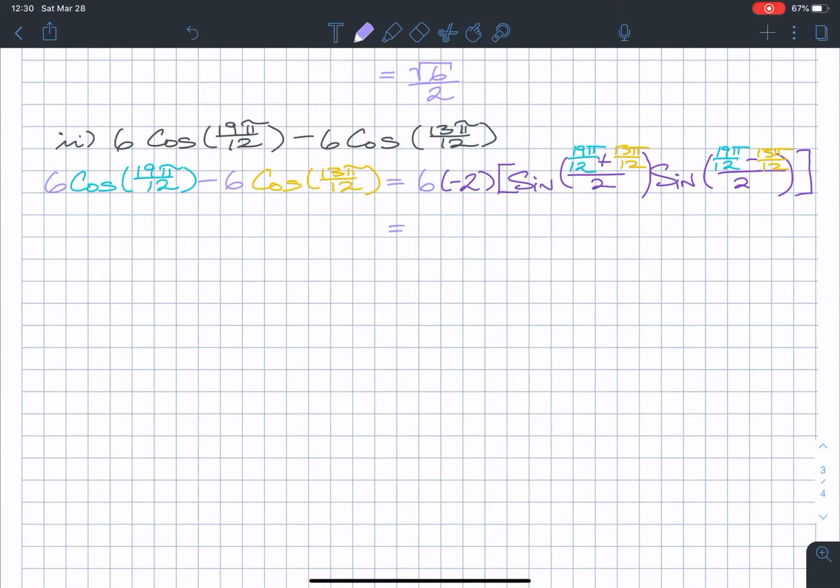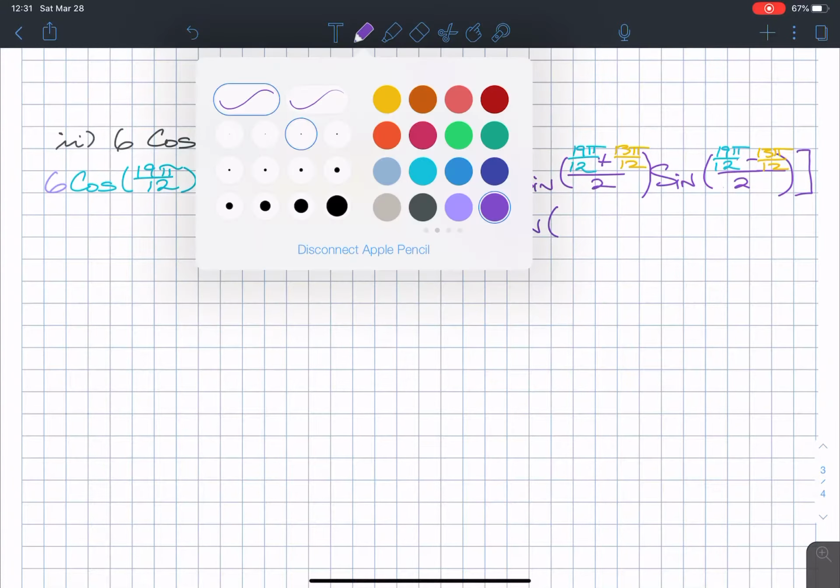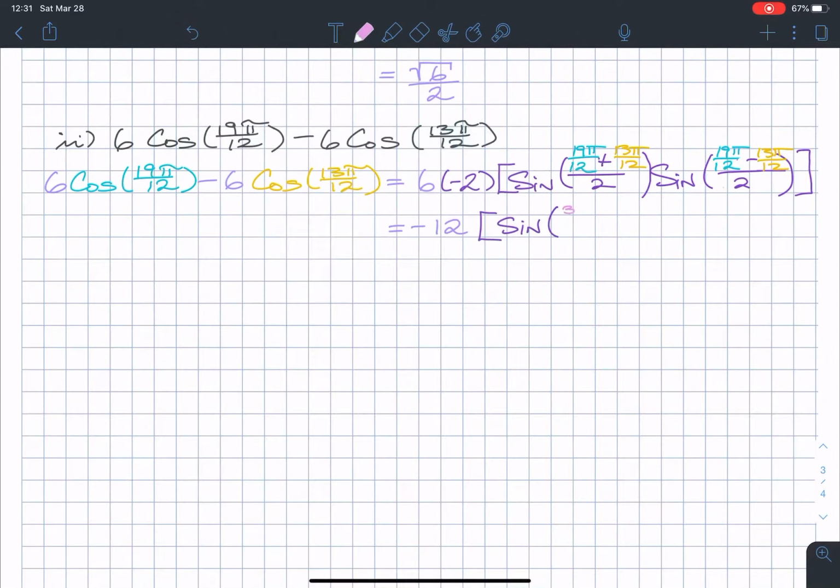Okay, so 6 times negative 2 is negative 12. And then what do we have? So this will be sine of 19 plus 13. Well, that'll be 32. So 32 pi over 12, which we're dividing by 2. And this is sine of 19 minus 13 is 6. So 6 pi over 12, which we're dividing by 2.